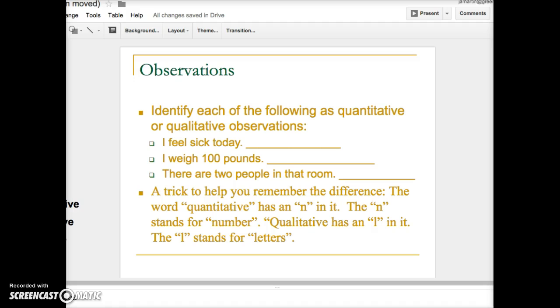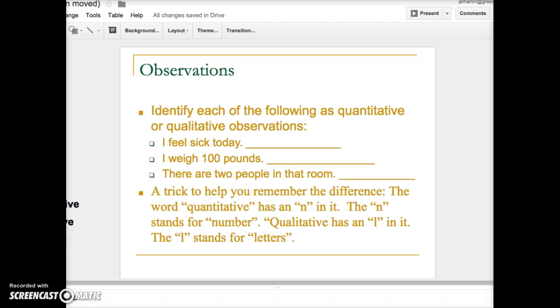All right, let's practice with a couple of those observations that we just talked about. Identify each of the following as quantitative or qualitative observation. The first example, I feel sick today. So go ahead and use your pencil and write it in if that's a quantitative or a qualitative observation. The second example, I weigh 100 pounds. Is that a qualitative observation or a quantitative observation? And the third example, there are two people in that room.